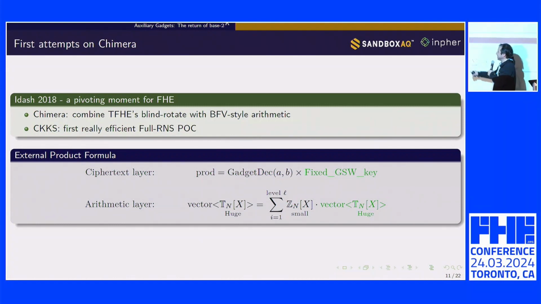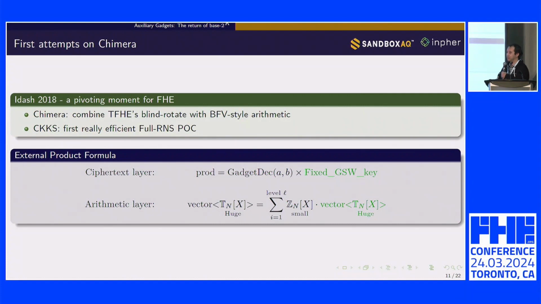Yeah, the idea at the beginning was to try to take TFHE blind rotation and try to extend it to do some BFV style arithmetic or CKKS also. And if we look at the external product formula, what we are doing on the ciphertext is gadget decomposition of the ciphertext times something that is fixed, so a fixed GSW key. And if we decompose it further, in the arithmetic layer, it means that we are going to do a linear combination of small integer polynomials times a large precision thing.